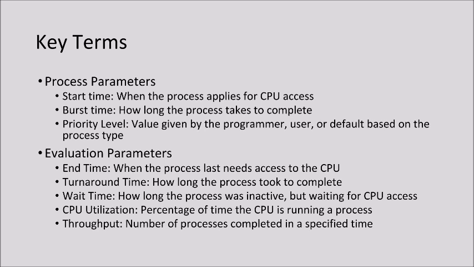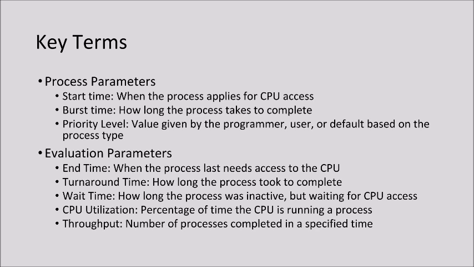Priority level is a value given by the programmer, the user who created the process, or is just a default value based on the type of process. For example, a system process is going to probably have a higher priority level than another type of process. And so we have those process parameters to help the CPU decide which process it's going to do next.